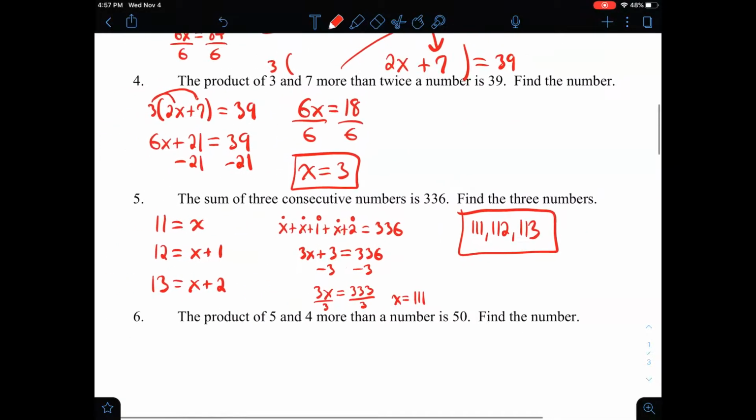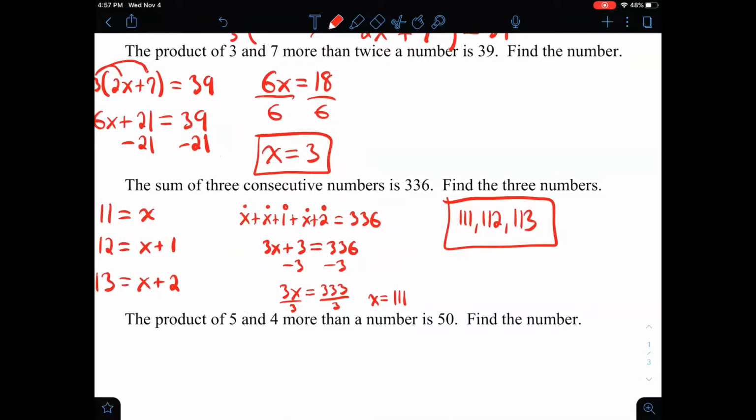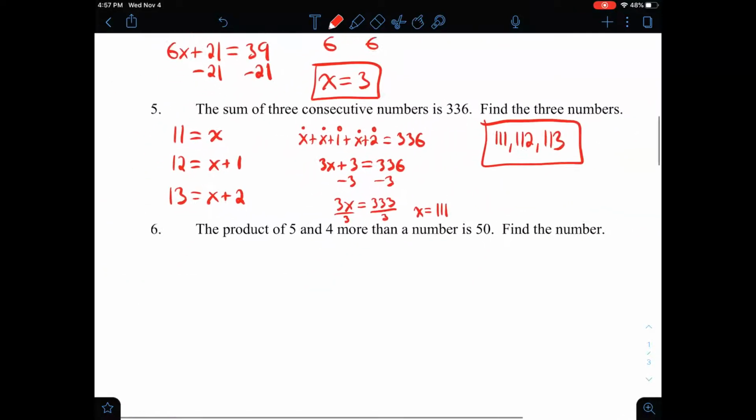Now be honest, if you were given 3 numbers in a row that add up to 336, would you want to guess what numbers those are? You know how much of a pain in the butt that would be? Give me a break. No way. So this is a cool way to be able to find certain things. I would not want to spend time guessing that these are the 3 numbers that work.